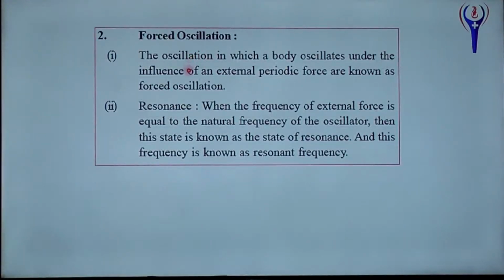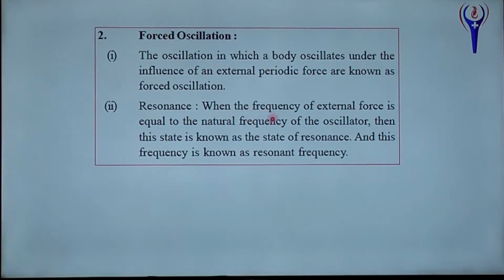Forced oscillation. The oscillation in which a body oscillates under the influence of an external periodic force is known as forced oscillation. That is, if the swing or the pendulum should continue to oscillate, then what should we do? We have to give the force continuously. That only is forced oscillation. Oscillation in which a body oscillates under the influence of an external periodic force is known as forced oscillation.